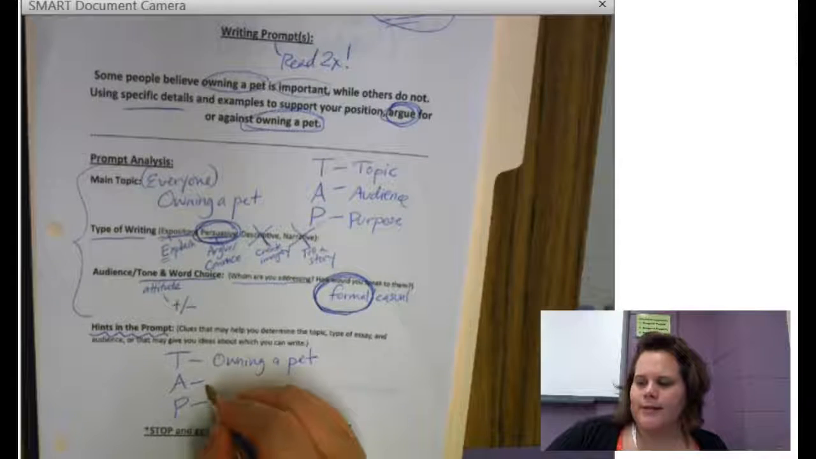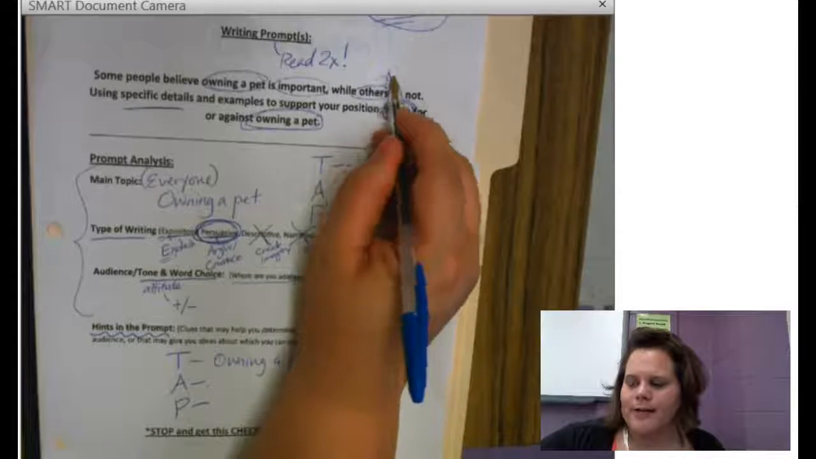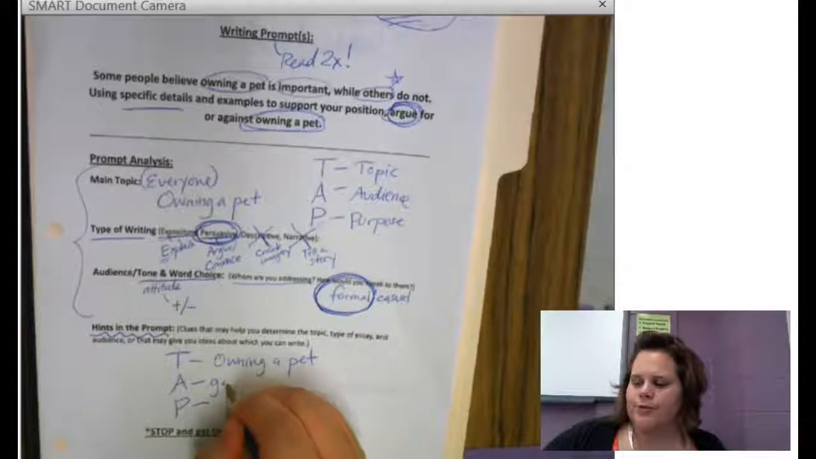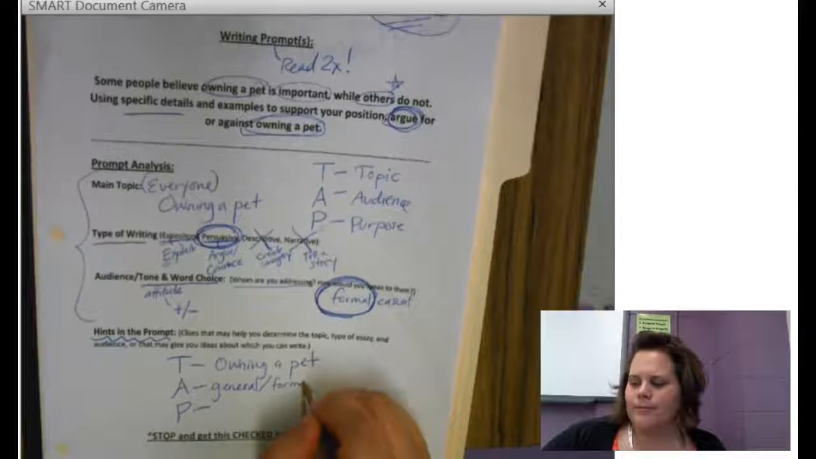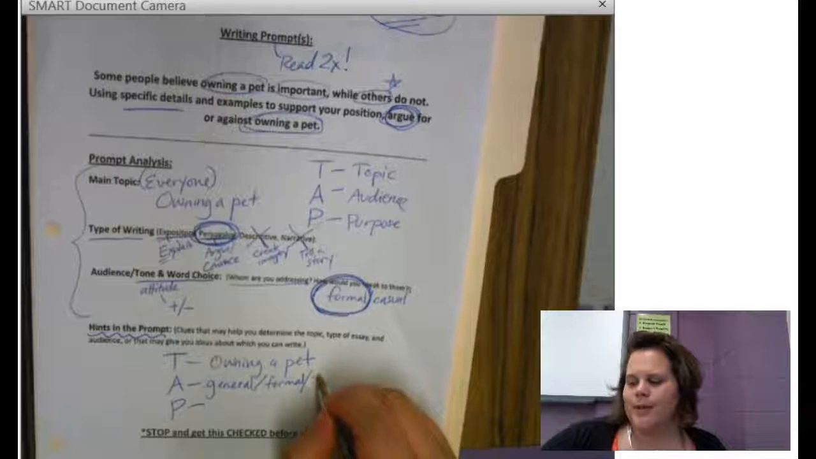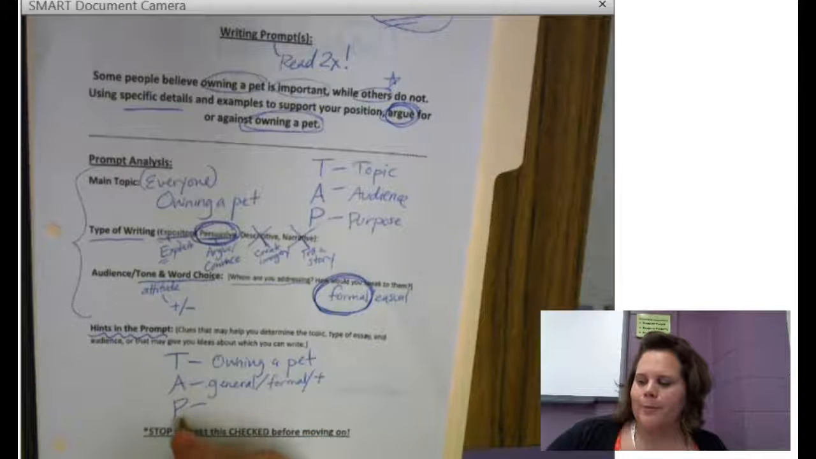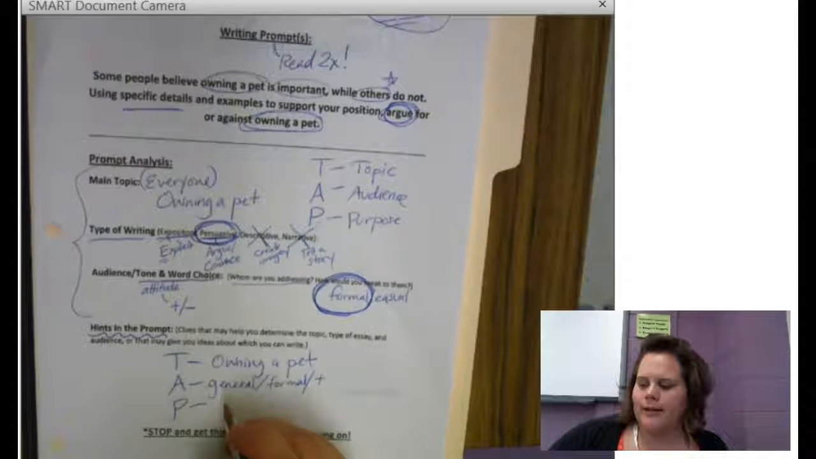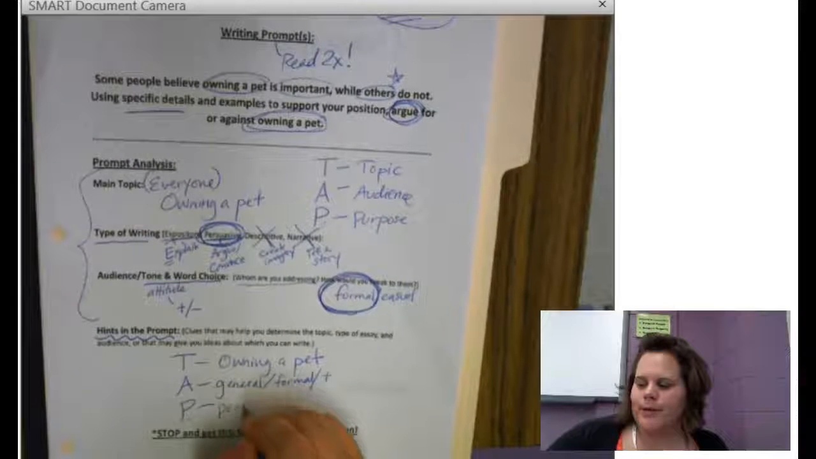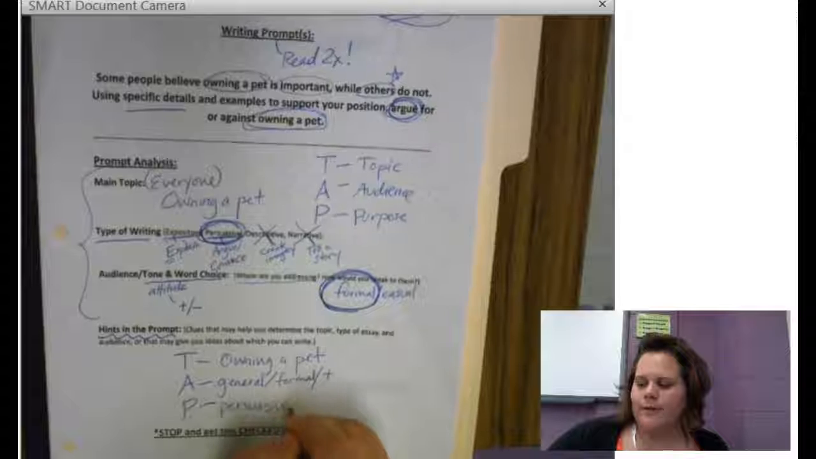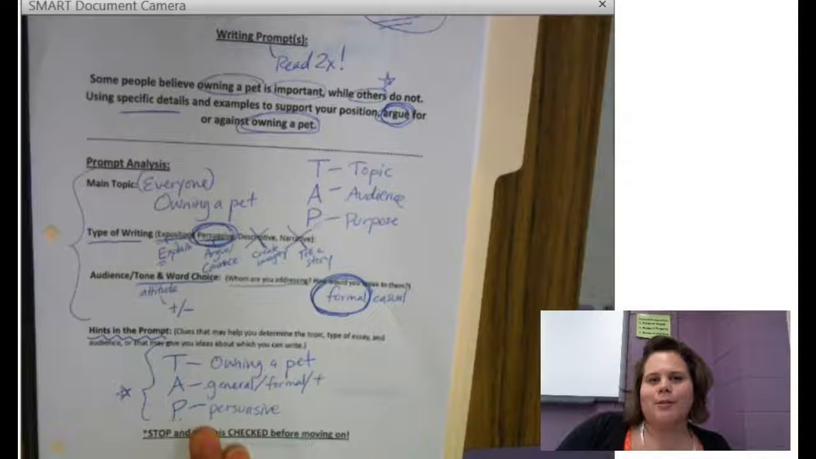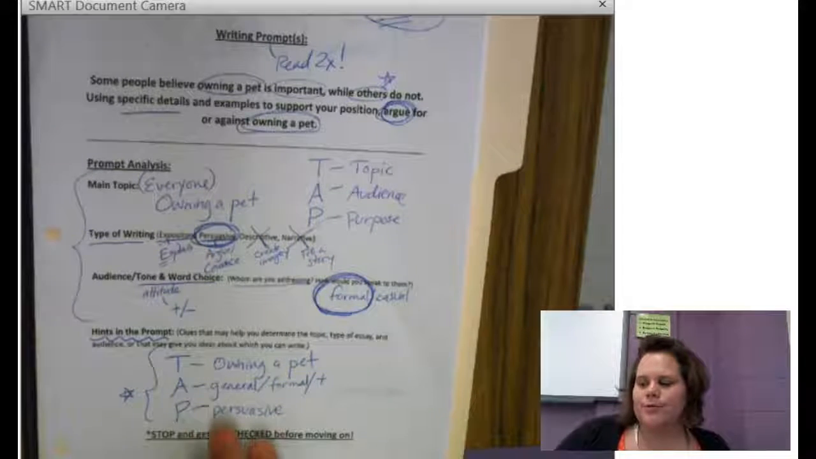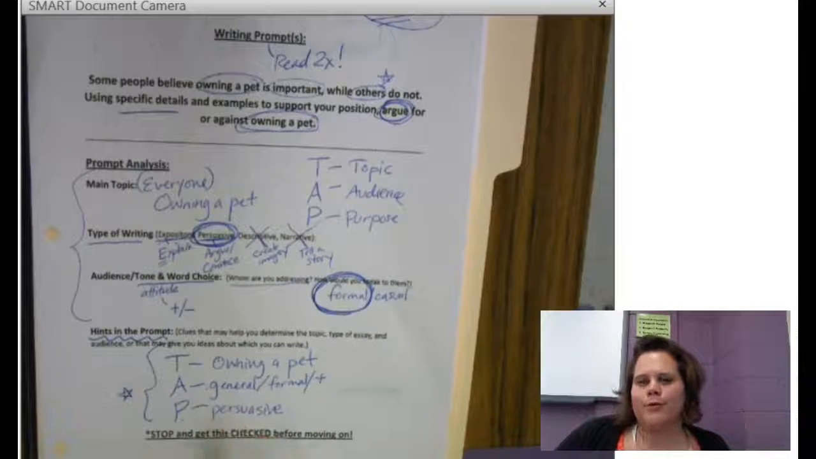Your audience, it just says others, it just kind of says general people. So we're going to say general audience. You're still going to be formal. If it says it's important, you're kind of going to be positive. And our purpose, our type of writing, it says argue, so we're going to be persuasive. If this is the analysis that you can do on any prompt in the whole wide world, you'll be fine. So do this before you start brainstorming or anything like that.